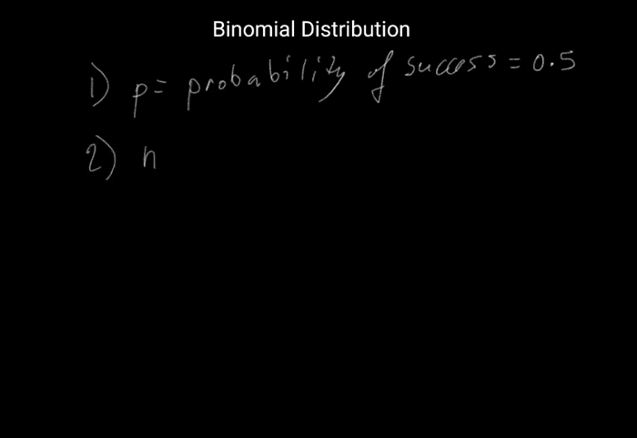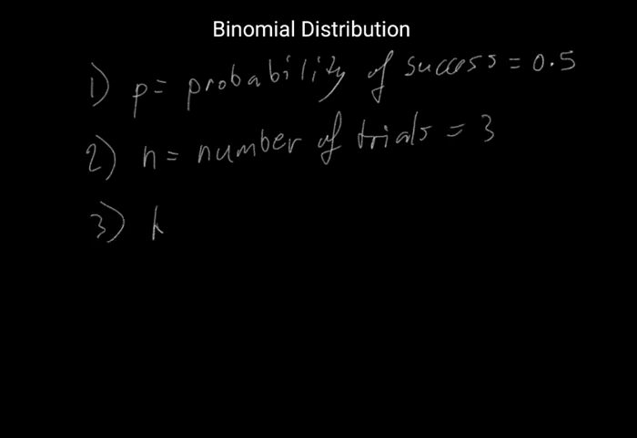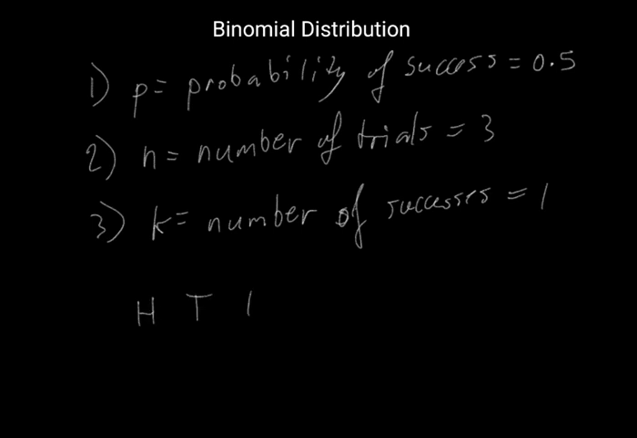2, we have the number of trials, which in our example is 3. And lastly, 3, we have K, the number of successes, which in our case we'd like to be 1. We want one head. And so what is one configuration of getting one head? We can toss a head on the very first toss and then 2 tails following that.